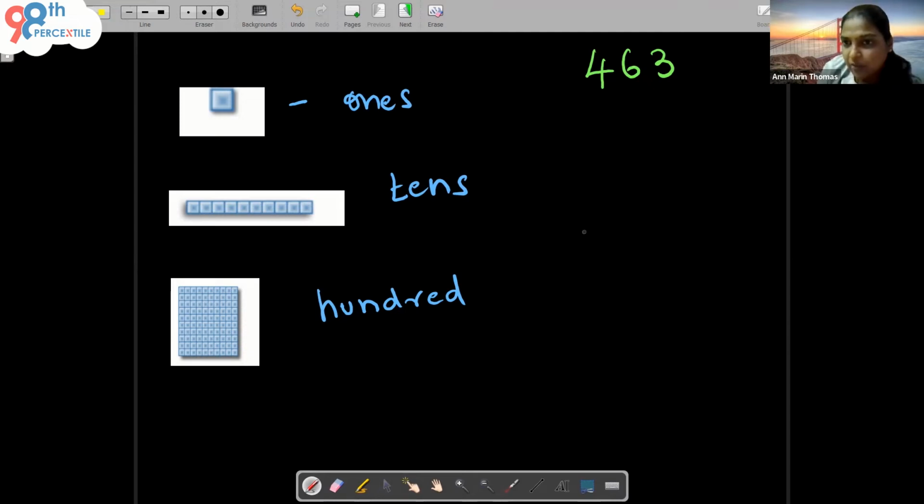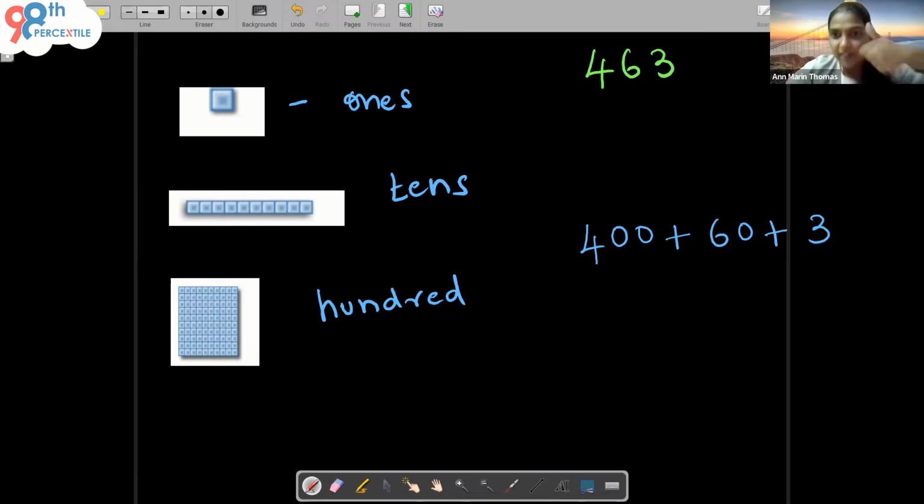So we had 463. One more recap: if I ask for the expanded form of this number, how will you write it? You have 400 plus 60 plus 3. Are we all good here? Yes. All right, excellent. So that was a quick recap of your place values and your modeling of numbers. Are we ready for the next question?